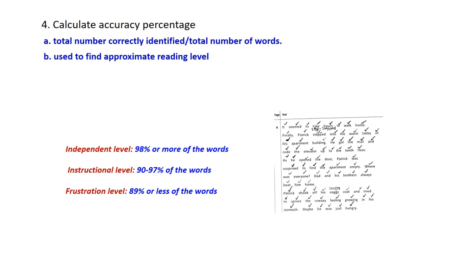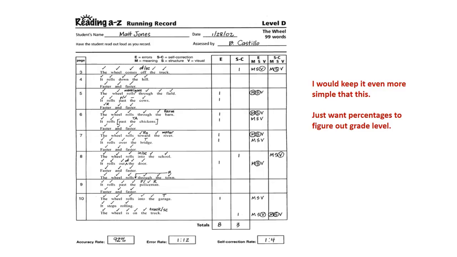When you are teaching as part of guided reading, shared reading, or whatever, then you want to have books at the instructional level where they can correctly identify 90 to 97% of the words. You can buy professional, commercial forms, but they're much more complicated than we need for a simple running record, collecting too much data. I just want to know, for running record, the percentages to figure out the grade level.